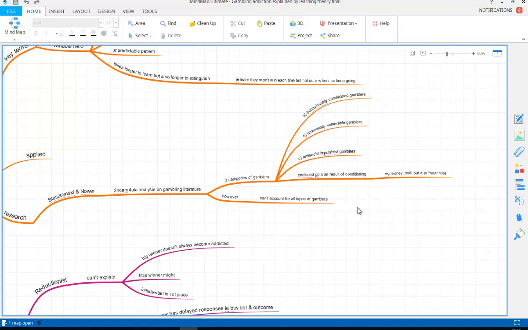And they concluded as a result that these behaviourally conditioned gamblers, group A, that was the result of being conditioned. So not only with winning money, not only with the thrill of it, but also they experienced reinforcement with things like a near miss. So even if they got one number, for example, on a lottery, that is enough to reinforce them to keep going. The thing is, this explanation doesn't account for the other groups, the emotionally vulnerable and the antisocial impulsive. It's only explaining one group of gamblers, those who are behaviourally conditioned.